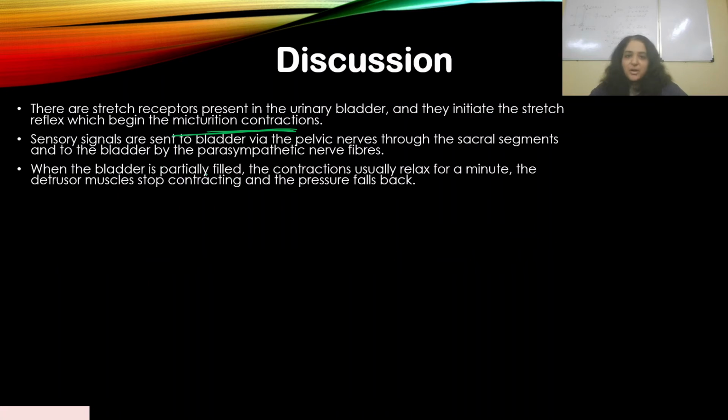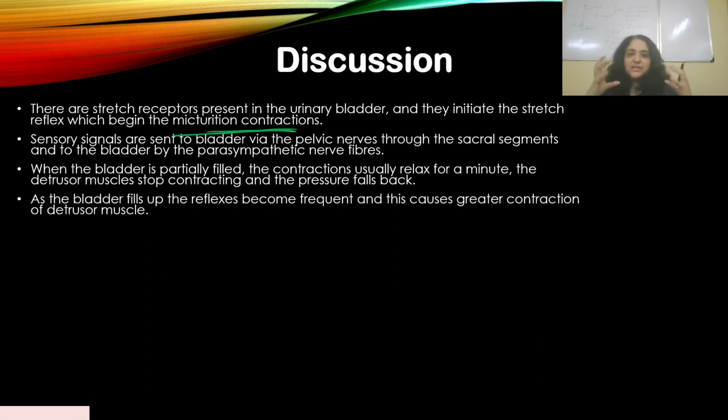When the bladder is partially filled, the contractions usually relax after a minute, then the detrusor muscles stop contracting and the pressure falls back. This is when a partially full bladder is present. But as the bladder begins to fill up, those reflexes become frequent, and this causes greater contraction of the detrusor muscle. Initially it is not so much when it's partially filled, but then the contractions become frequent.